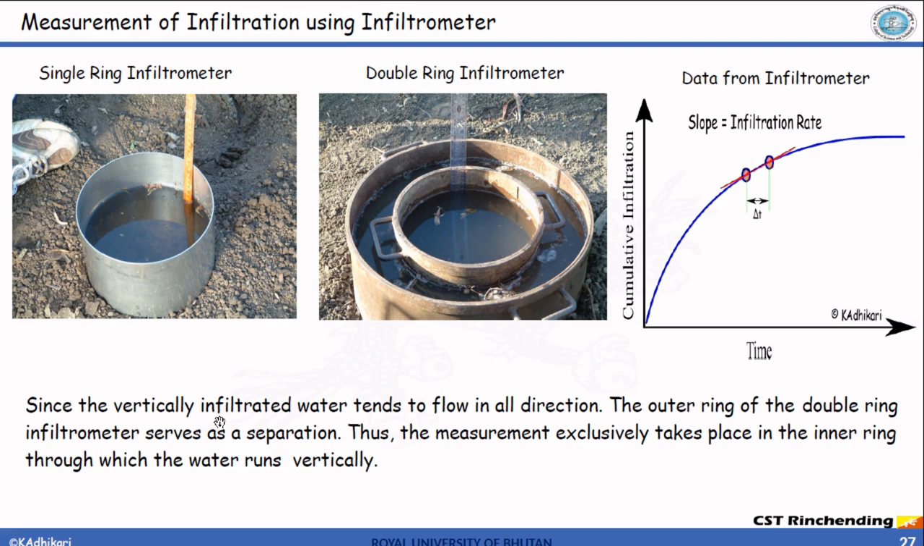Since the vertically infiltrated water tends to flow in all directions, the outer ring of the double ring infiltrometer serves as a separation. Thus, the measurement exclusively takes place in the inner ring through which the water runs vertically. That is the advantage of the double ring infiltrometer. The data we get from the infiltrometer will be in the form of a cumulative curve. The slope of this curve at any point gives us the infiltration rate.